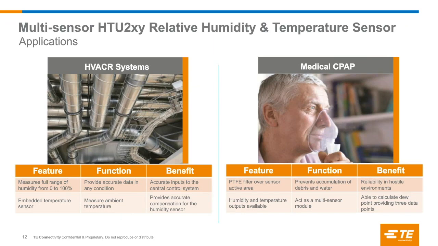Some examples, again, of these multi-sensor modules are used in HVAC and refrigeration systems. They do measure full range of humidity and temperature, and then they can calculate dew point and provide advantages to the customer in packaging and making small control system footprints.